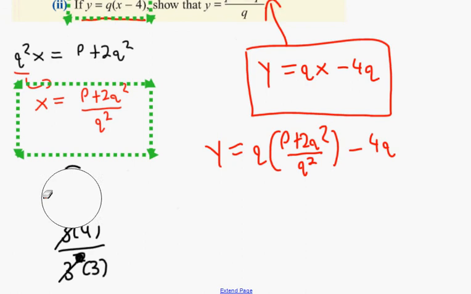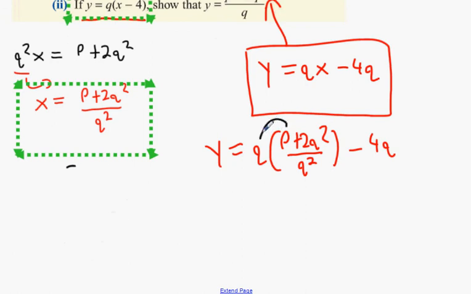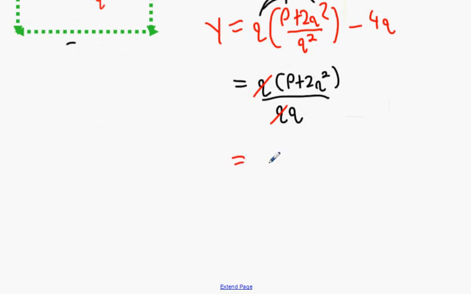It's the same thing over this side. This q is available to multiply by everything on the top. So technically q is getting multiplied by everything inside that bracket. On the bottom is q squared, which is q times q. What can I do with the two q's? Cancel them, okay? Now all of a sudden I'm going to have p plus 2q squared all over q.